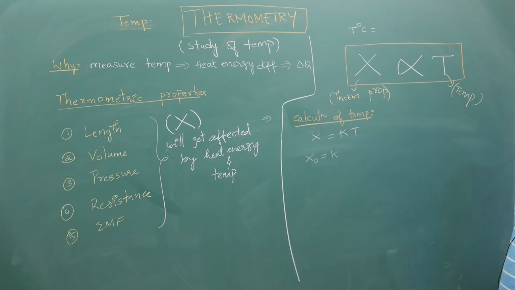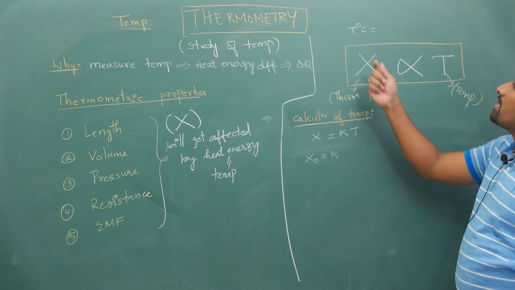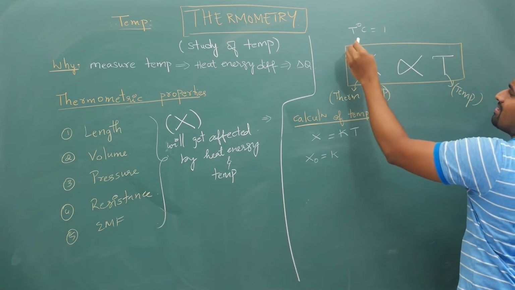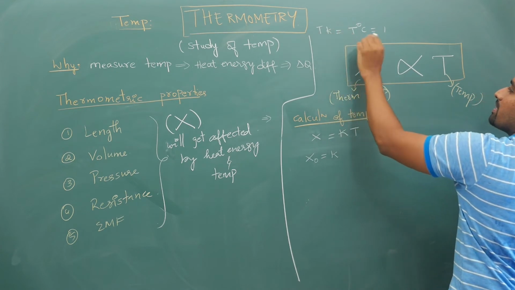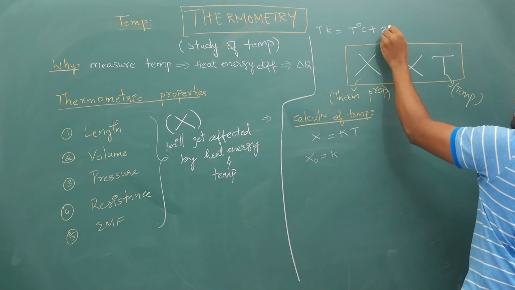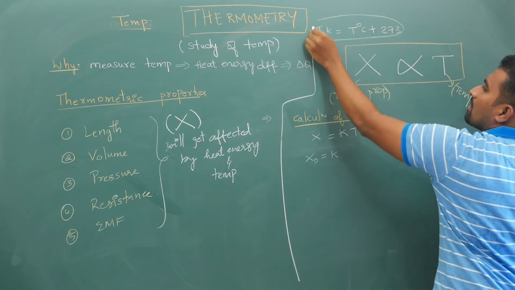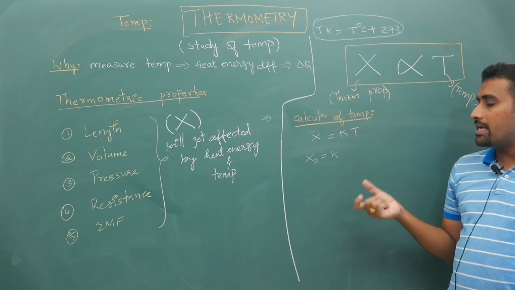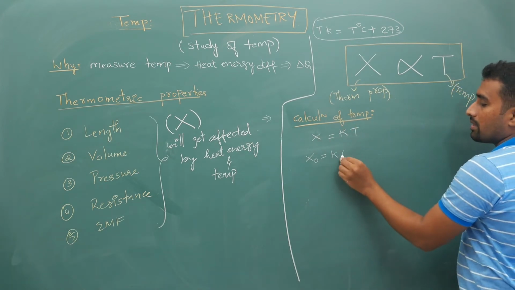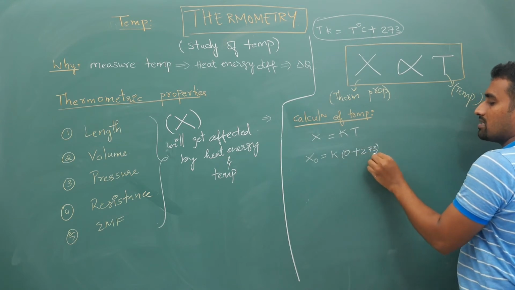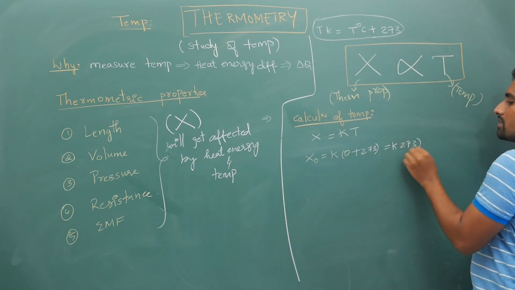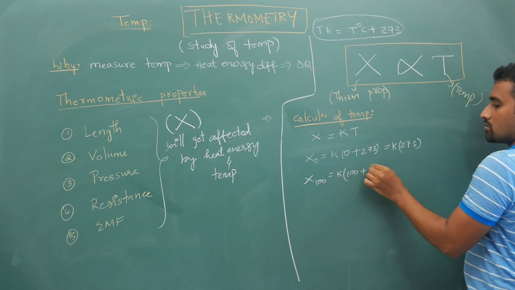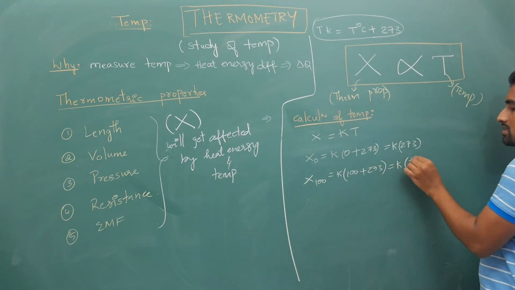Right. So now, temperature in Kelvin scale is temperature in degrees centigrade plus 273. I'll give this relation just next part, but now our target is calculation of temperature. So if I am trying to calculate temperature here, X at 0 can be written as K times 0 plus 273, that will give you K times 273. Your X at 100 is K times 100 plus 273, that is equal to K times 373.